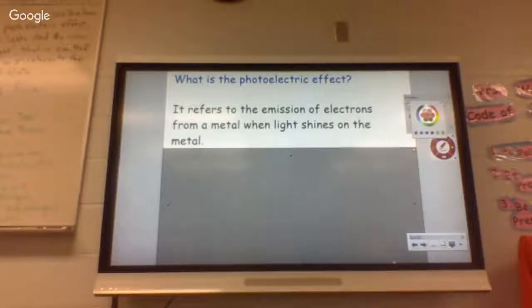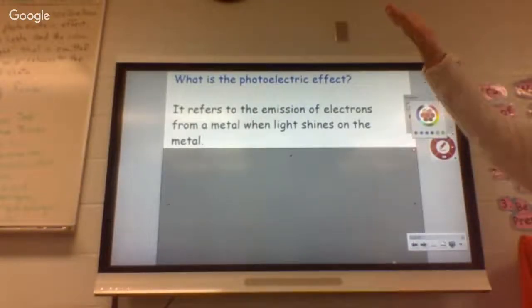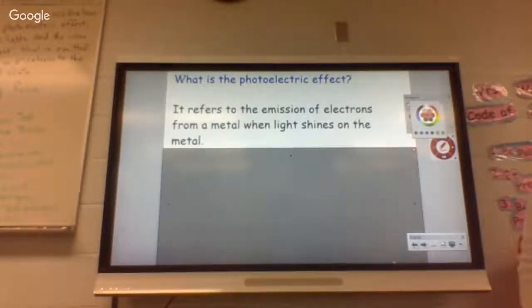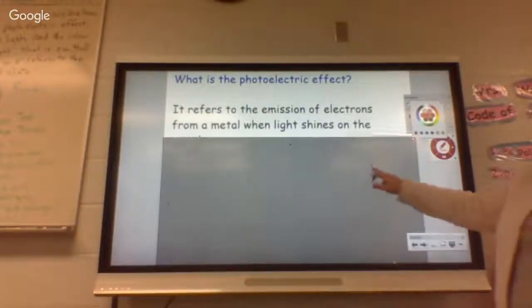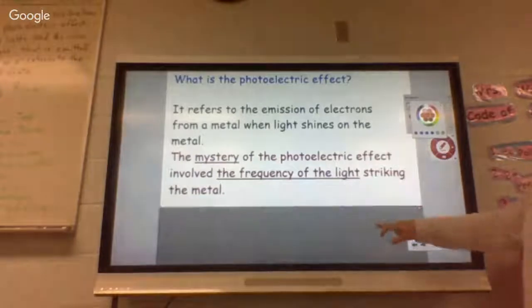Now, are we talking about regular metal? Yes. Are we talking about regular light? One would think so. However, if we just have a piece of aluminum foil laying here on the desk and we use plain old fluorescent light bulbs, do you think a fluorescent light bulb shining on a piece of aluminum foil is going to eject an electron from the metal? No, and it doesn't. So there has to be something else going on.